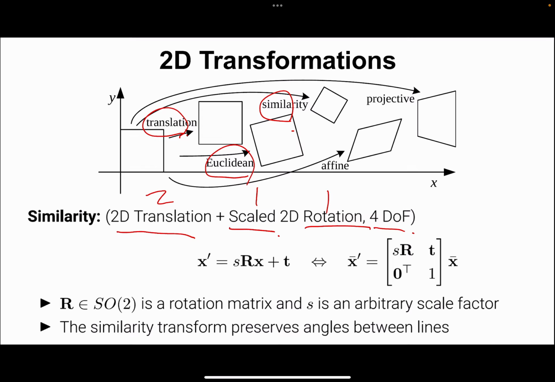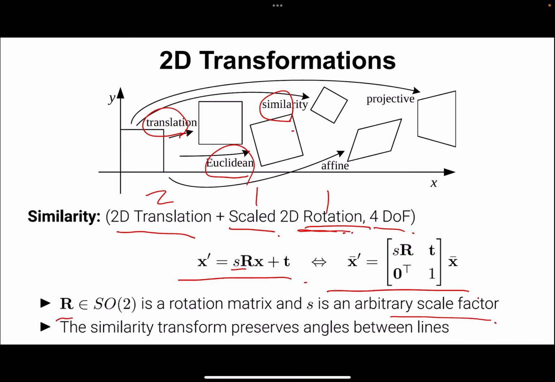Like if we multiply, this is the mathematical form, vector form. If s is larger than 1, then we make the square larger than the original size. If s is smaller than 1, and of course it should be positive, then we make the original data smaller. In matrix form, we can just write it like this. R is still a rotation matrix. That means R is not an arbitrary matrix. R is still a rotation matrix. That is the reason why we got 1 degree of freedom for this 2D rotation. And s is an arbitrary scale factor.